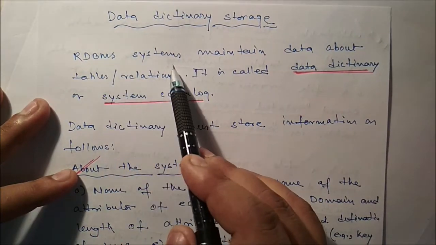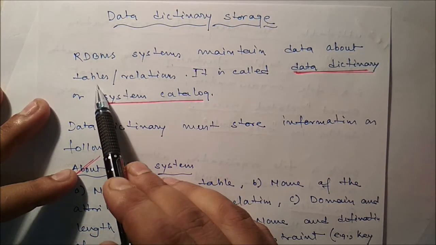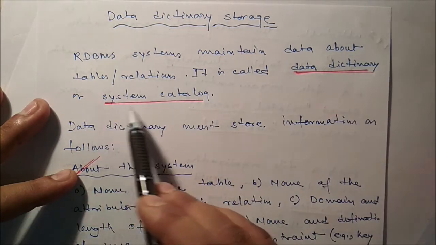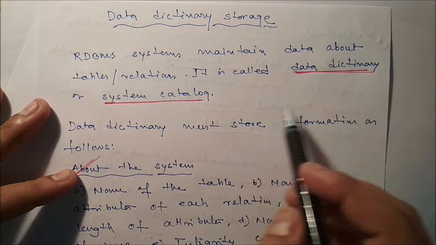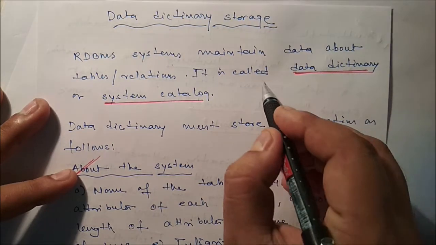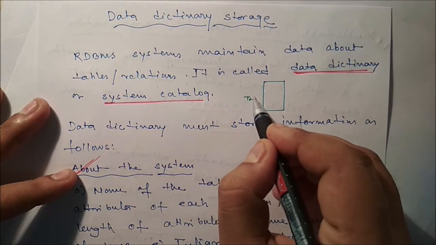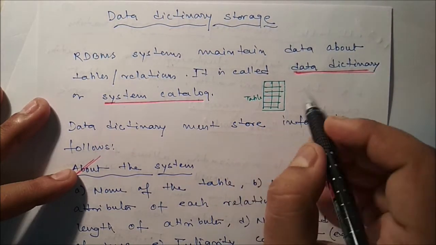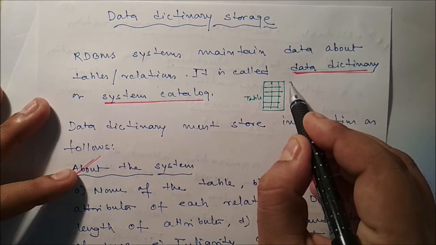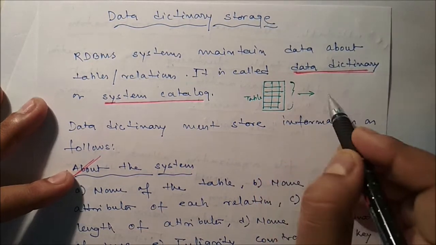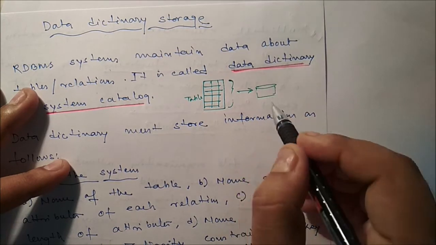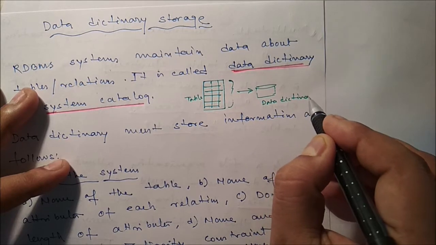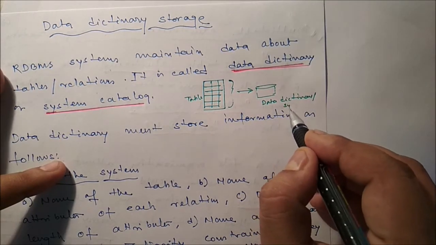Now, RDBMS systems maintain data about tables or data about relations. It is called the data dictionary or system catalog. So in the system catalog, in the data dictionary, suppose this is our table, this is one relation, and here attributes are there, and so many things are there, where we keep the statistics of the table in a data dictionary. Suppose this is our data dictionary. It is also called the system catalog.